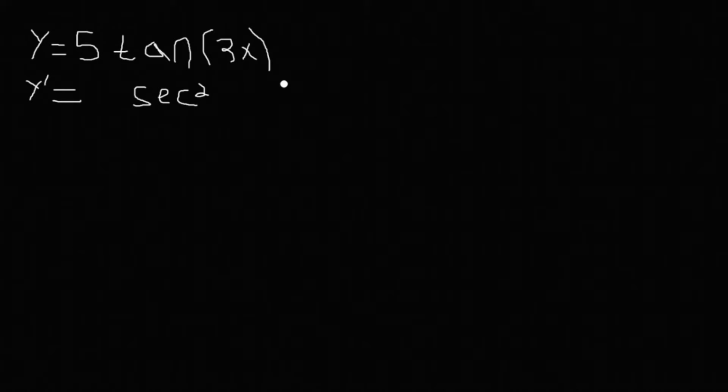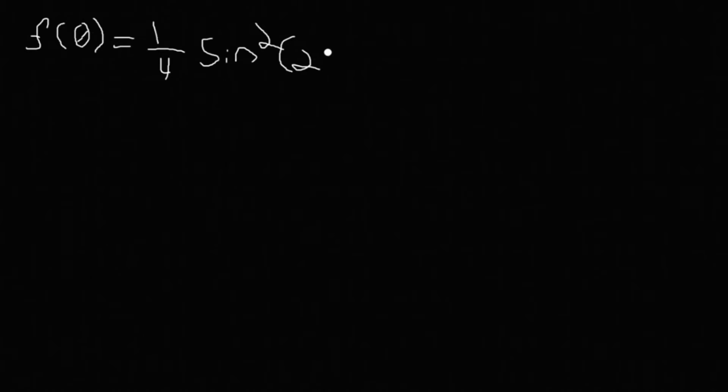So secant squared. And now what goes on the inside? Well, we have this 3x in here, and you keep the inside of the function, so we're going to keep 3x inside. And then we're going to multiply it by the derivative of the inner function. The derivative of 3x is 3, but we have this 5 out front, so 5 times 3 is 15. So the derivative of 5 tan of 3x is just 15 secant squared 3x.